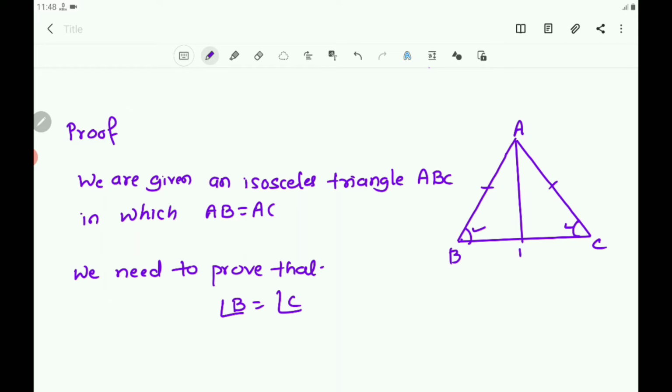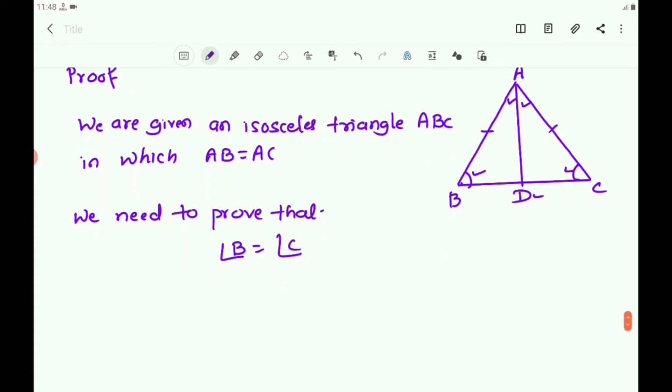Let this be the angle bisector, and it meets the base of the triangle BC at a point D. So AD becomes the angle bisector of angle BAC. So angle BAD must be equal to angle CAD, as angle BAC is bisected into two equal parts by the line AD. That is the construction.